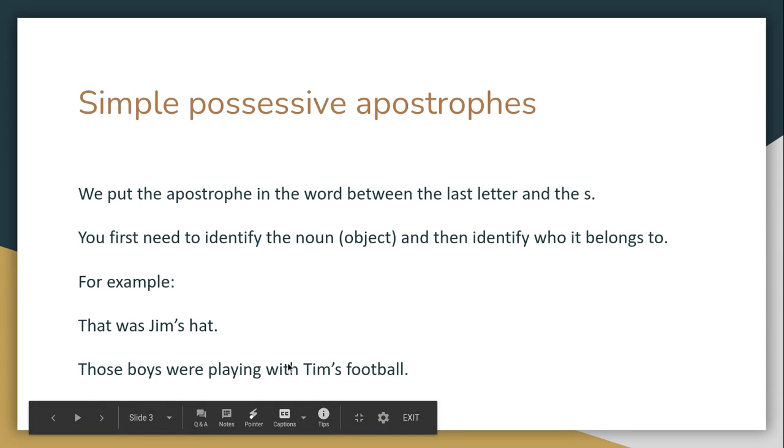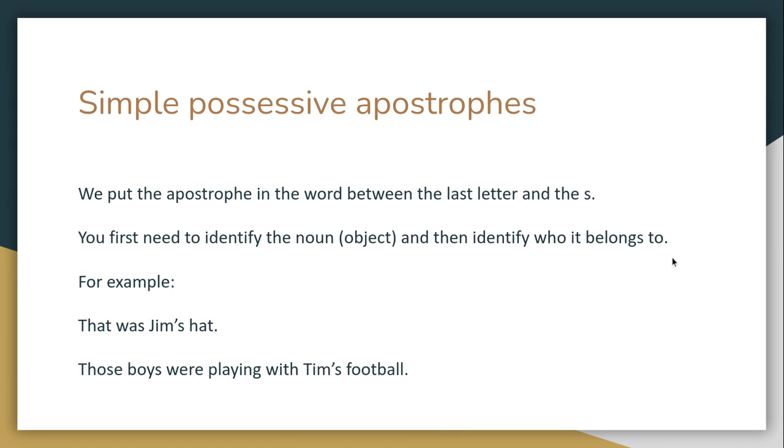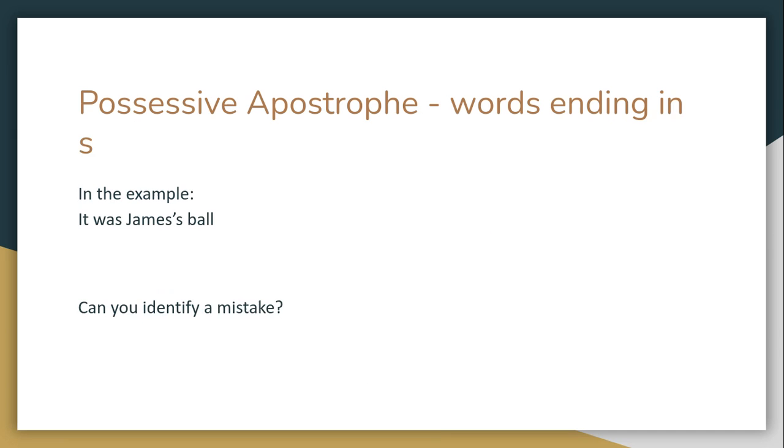Second one, those boys were playing with Tim's football. So I identify that the object is the football, it's the thing, and Tim is the subject. It was Tim's football. The football belonged to Tim. So I write that as Tim apostrophe S.